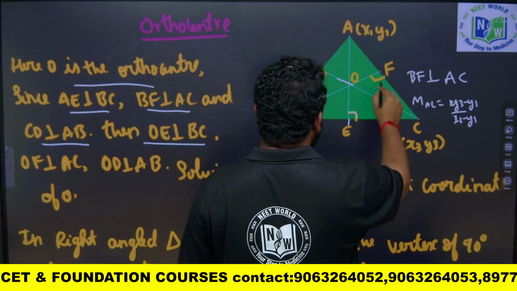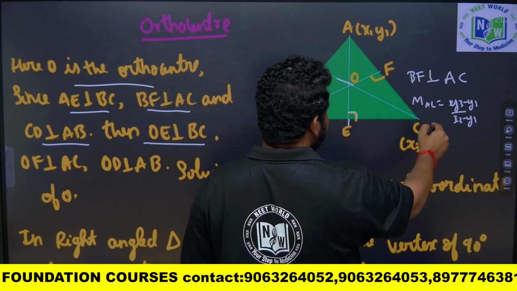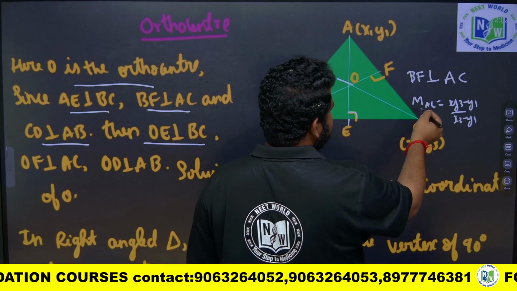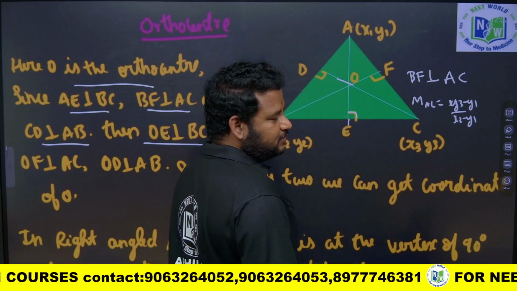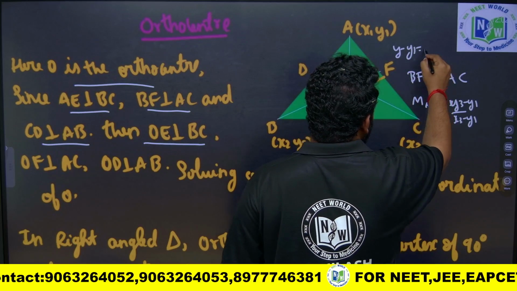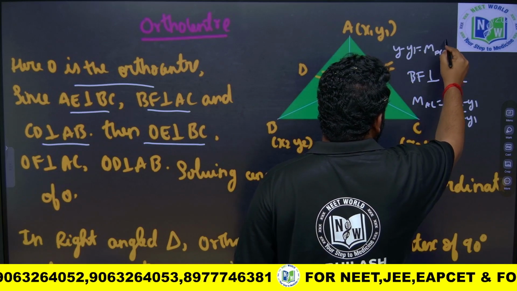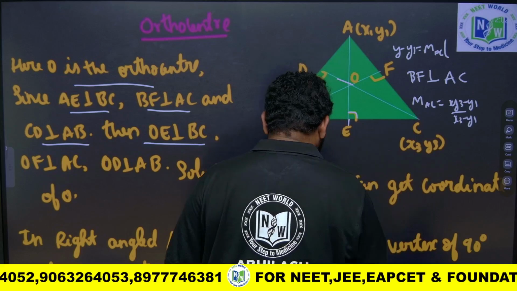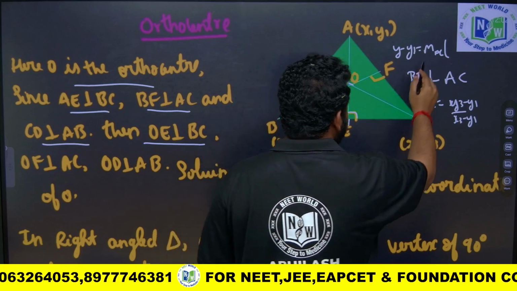Now you have to find the equation of BF. To find the equation of BF, you can use this slope and the point-slope form. You can write y minus y1 into the slope. The slope of BF is minus 1 by m of AC, because the lines are perpendicular.